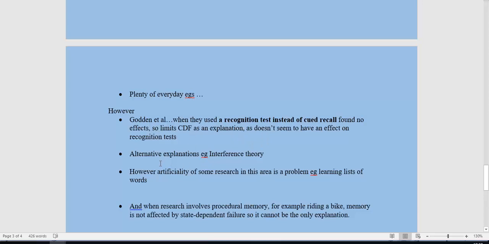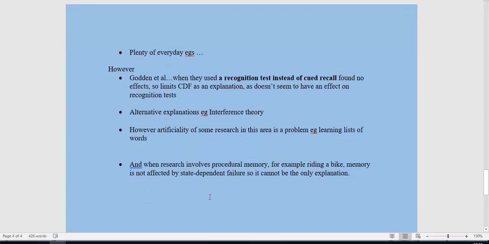Also, there are alternative explanations like interference theory, and plenty of evidence to support interference theory. We could also bring in the artificiality of some of this research, for example learning lists of words, or Godden and Baddeley's deep sea divers, which is not very relevant to their task. Therefore it lacks ecological validity and mundane realism, and we're limited in generalizing it. Also, when research involves procedural memory, such as riding a bike, memory doesn't seem to be affected by cue-dependent forgetting. So it cannot be the only explanation.